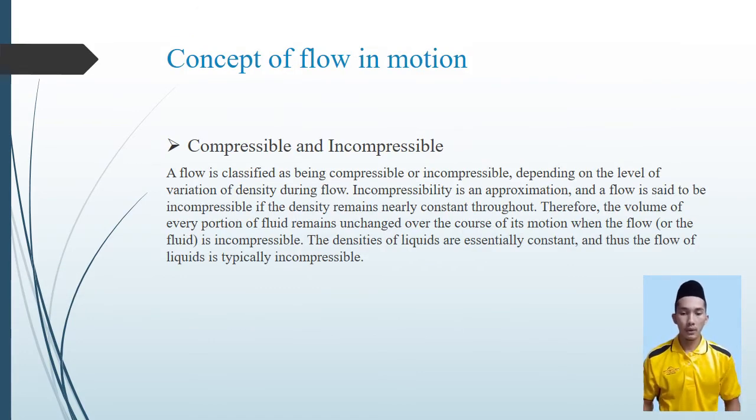Okay, next we go to the concept of flow in motion for compressible and incompressible. A flow is classified as being compressible or incompressible depending on the level of variation of density during flow. Incompressibility is an approximation, and a flow is said to be incompressible if the density remains nearly constant throughout.